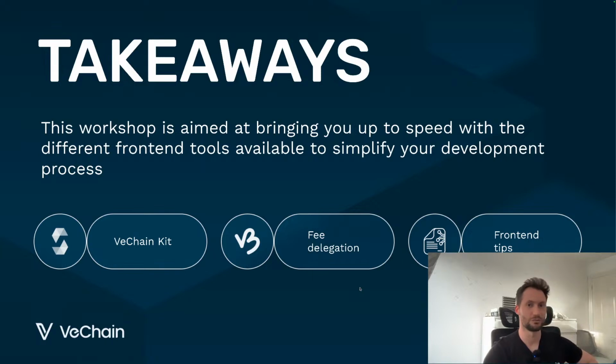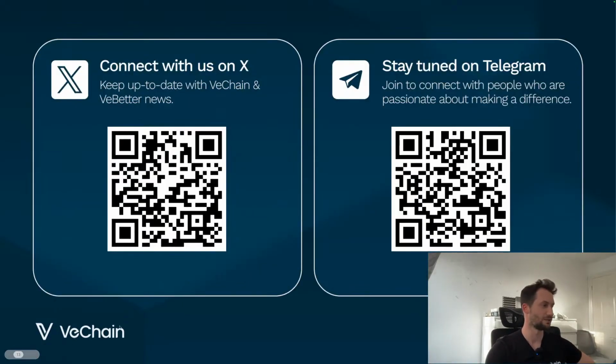So we looked at the faucet, we looked at vWorld, we looked at VeChain Kit, we looked at the front end for our app, we looked at fee delegation and Privy and setting up our Wallet Connect app ID. I mean, we've covered a ton. We covered an absolute ton. If you guys have any questions, pop them in the chat right about now.